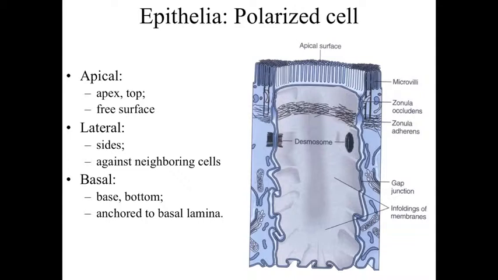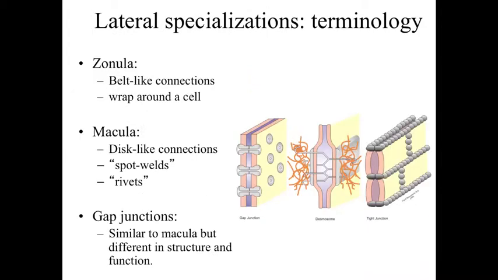So we've got a top of the cell, we've got a bottom of the cell, and then we're going to have the lateral portion. The lateral are going to be the sides, which are basically adjacent to all of those neighboring cells. Again, keep in mind that the epithelial cells are going to be in close proximity to one another, and in contact with one another. And so we're going to look at those interactions occurring between the cells in relationship to one another. Now, we're going to focus in on the lateral specializations first, and we've got to come up with some terminology so that we can understand what it is we're talking about.